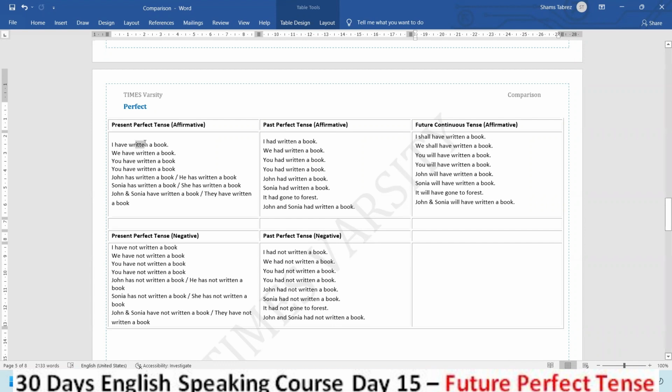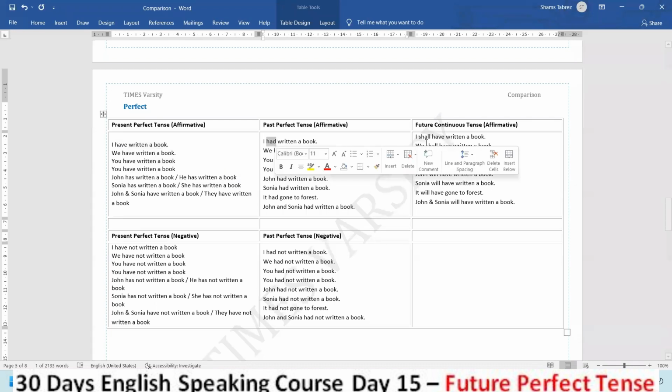So you can see that we are using the third form of the verb. The remaining are the same, only the helping verb changes. So here helping verb have is used, here had is used, here shall have is used, and the remaining words are the same. So if we change the helping verb, then the meaning will change. If instead of have we put had, then it will be in past. If we use shall have, then it will be in future.